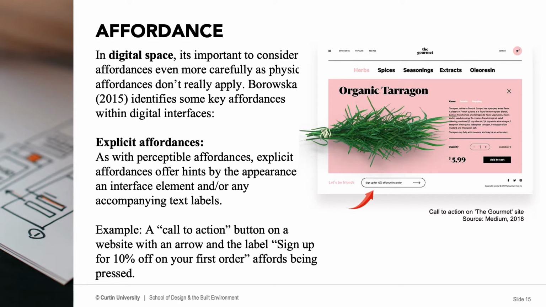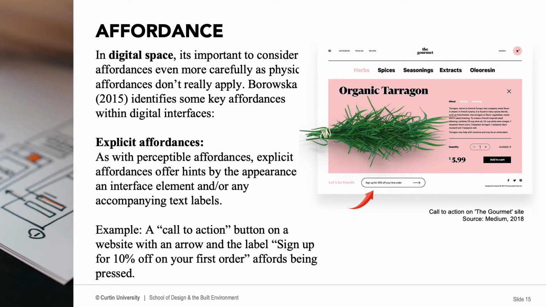The example that I've got here is a screenshot from an e-commerce website. You can see that there's this little arrow which brings your attention to this call to action button. And this call to action button says, sign up for 10% off your first order. Essentially, this is an explicit affordance to users because you can see that it's got this instruction, but it's encapsulated inside what looks like a button. And it's got a little arrow that hints to you that this is something that you can act on. So this is what we call a call to action.